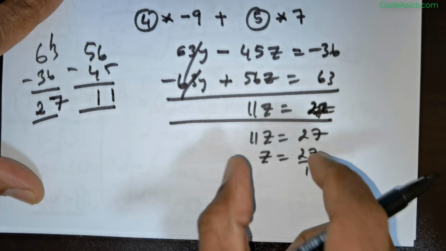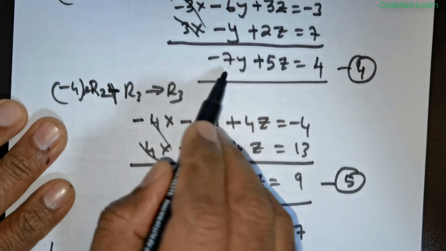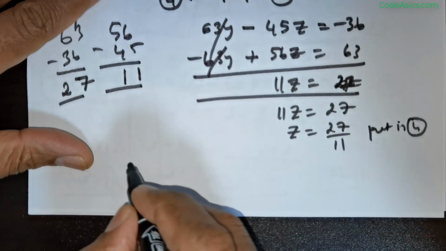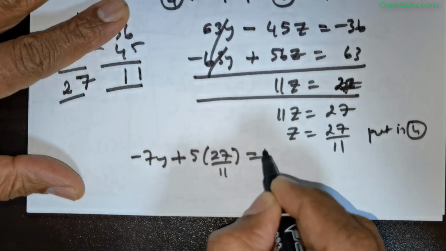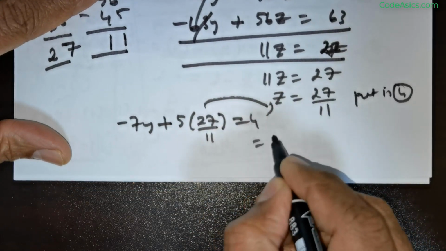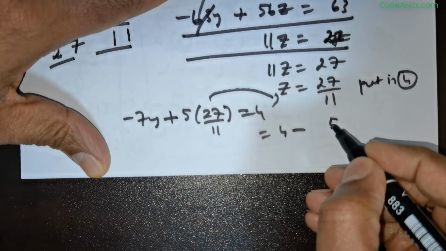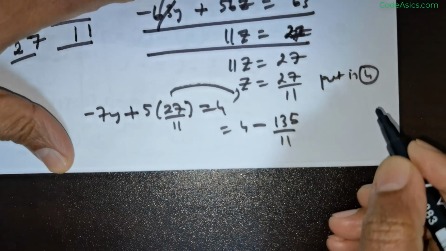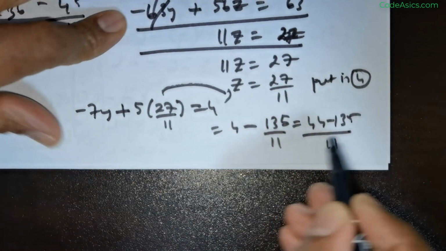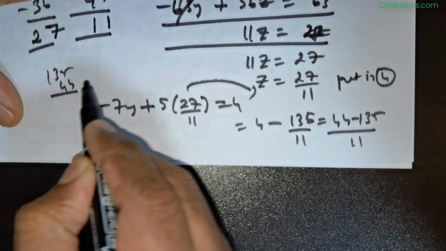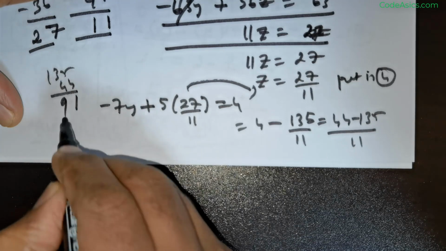Now take this and substitute it in 4. So put in 4. So what is 4? -7y positive 5z is equal to 4. So -7y positive 5 times 27 over 11 is equal to 4. So you push this to the other side. You get 4 negative 7 5s are 35, 3, 5 2s are 10, 11, 12, 13 and 11. And this is going to be 44 negative 135 divided by 11. So you have a 135 and take away 44. You get a 1 and you have a 13 and you get a 9 there.